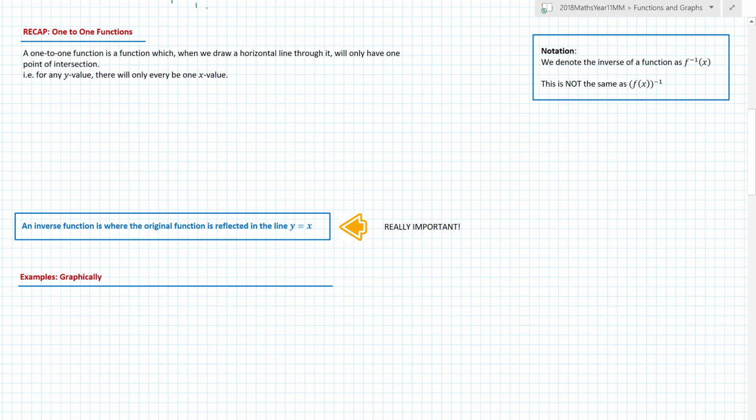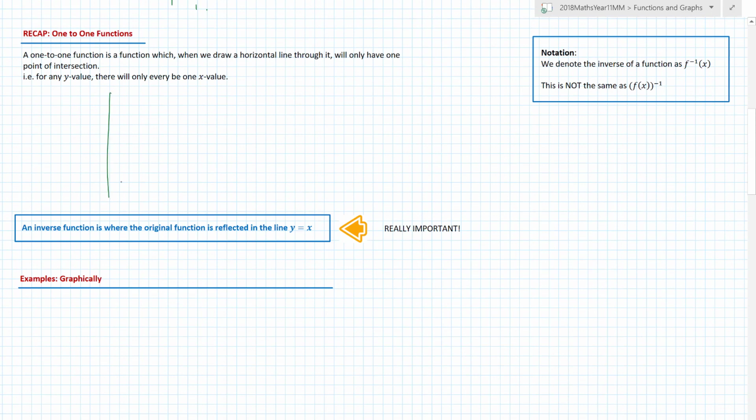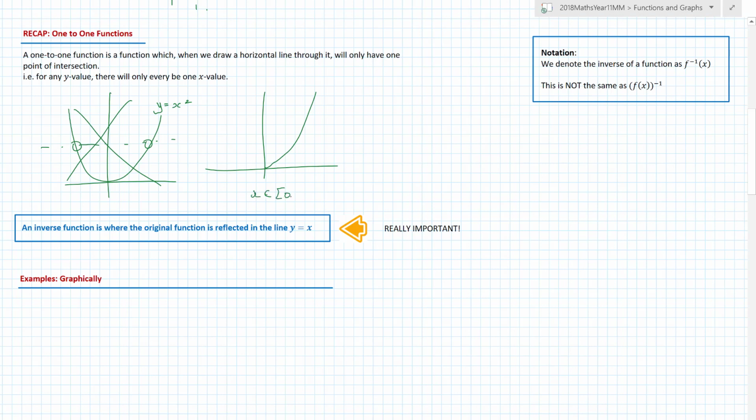1-to-1 functions, if you remember, are basically where I draw a graph. If I draw a horizontal line through it and it crosses only once, then it is a 1-to-1 function. In this situation, that would not be 1-to-1 because it cuts twice. Now, we could actually limit the domain of that particular function. So if this, once again, was my y equals x squared, I could limit my domain and say let x only be between 0 and infinity. Now, my graph is 1-to-1. And as such, if it's 1-to-1, it can have this wonderful magical thing called an inverse.